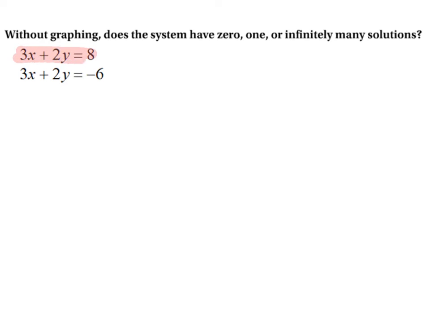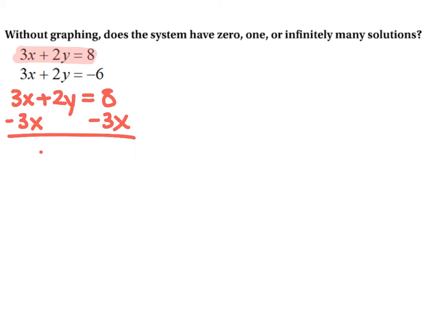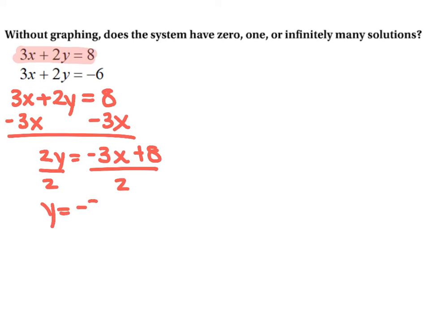So if I start with the equation 3x plus 2y equals 8, to get y by itself, I would first subtract 3x from both sides. So I'd have 2y equals negative 3x plus 8. Then I would divide both sides by 2, and I'd have y equals negative 3/2 x plus 4. So the slope is negative 3 over 2, and the y-intercept is 4.